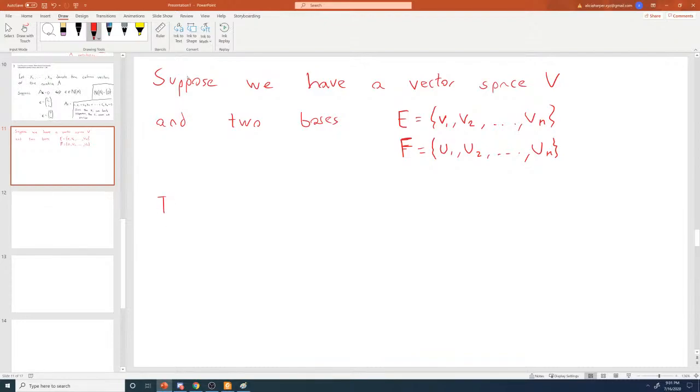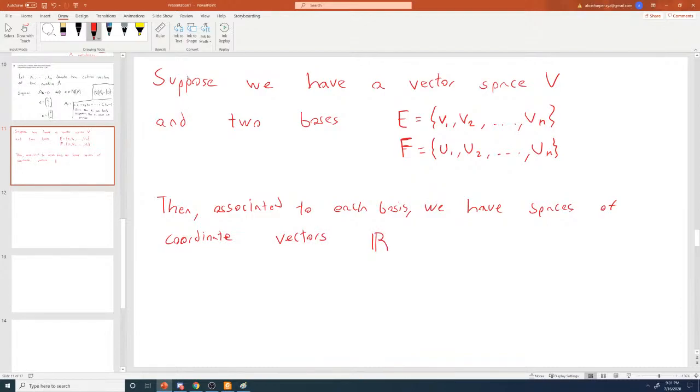Then associated to each basis we have spaces of coordinate vectors: Rn, and then I denote with the subscript E, and Rn, I denote with the subscript F.